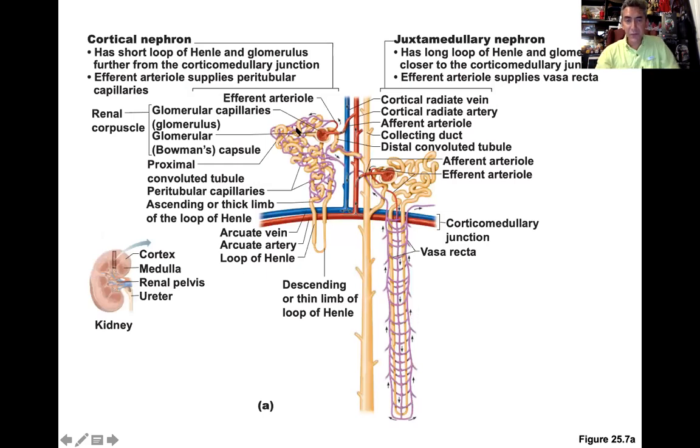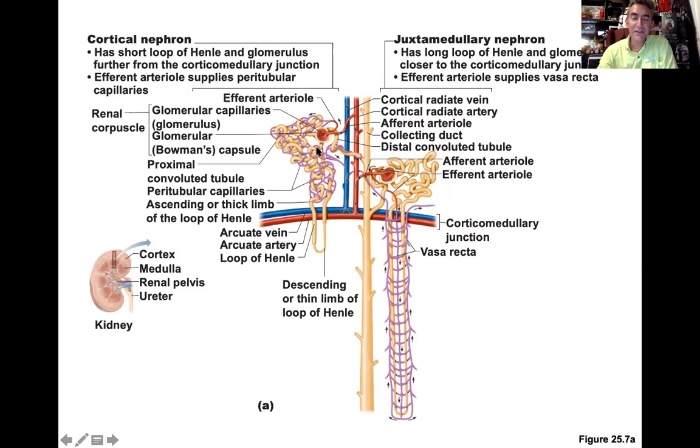So here's the first one we're talking about. We have our glomerulus surrounded by the glomerular capsule, the proximal convoluted tubule, the loop of Henle, the ascending loop of Henle, right? So it's coming this way. We're descending down, ascending back up, and then our distal convoluted tubule, which connects to our collecting duct.